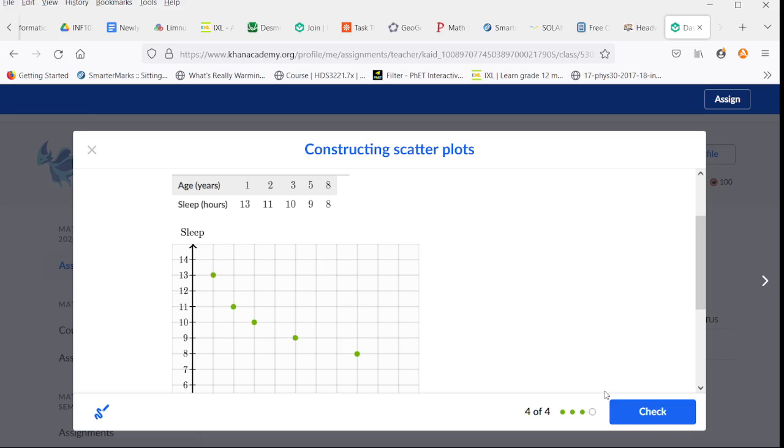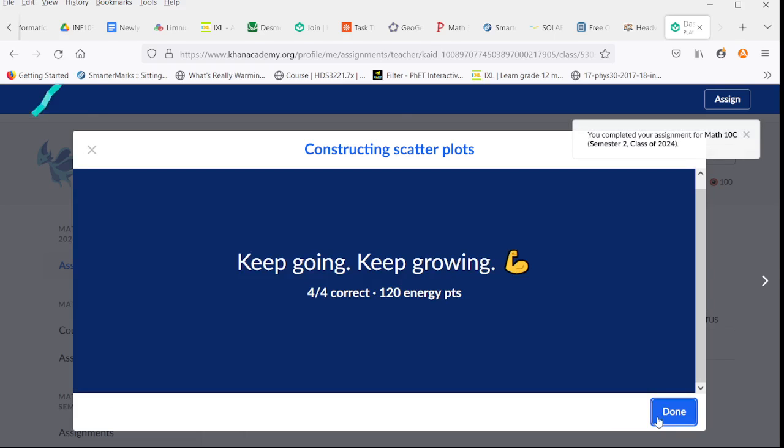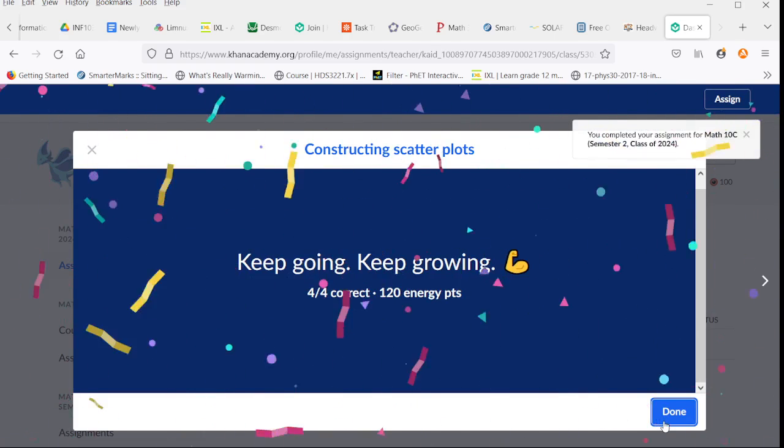This is what we call an exponential decay curve. We'll study those later. And that's the solution for constructing scatter plots.